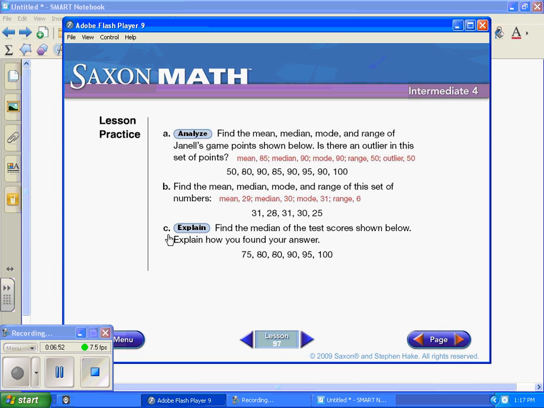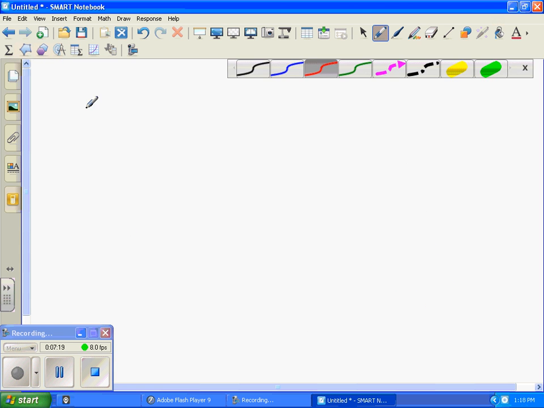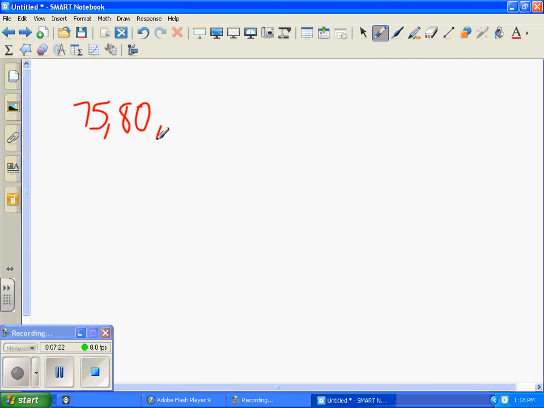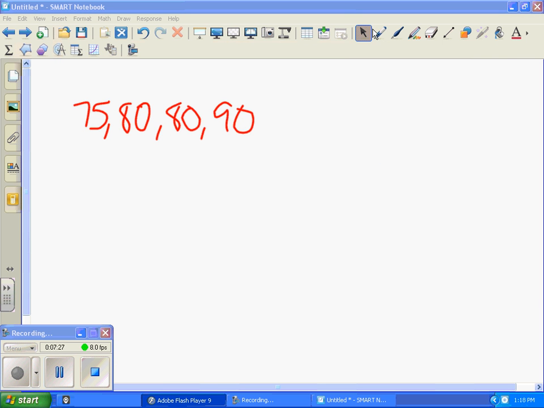Now let's look at C. This time we only have to find the median of the test scores. And we have to also be able to explain ourselves. So anytime you're finding the median, you have to put them in order from least to greatest, and I'm going to double check because sometimes they'll give you a list and it will not be in order, okay? Like this one right here, see that 90 was not in order, 85 wasn't in order. So 75, 80, 80, 90, 95, 100.